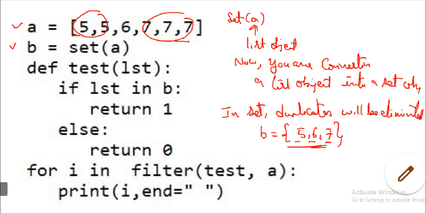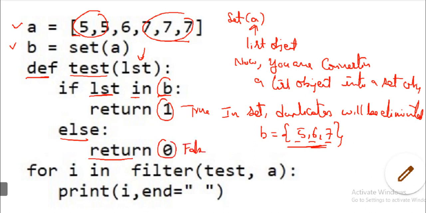Here he has defined a function. What is the name of the function? The name of the function is test. For that you are passing some element. Now you are checking if that element, LST means an element, is in B. The in operator checks whether the given element is there in the object, which is B, the set, or not. If the element is there, you are returning 1. 1 means true. Else, if the element is not there, you are returning 0. 0 means false.